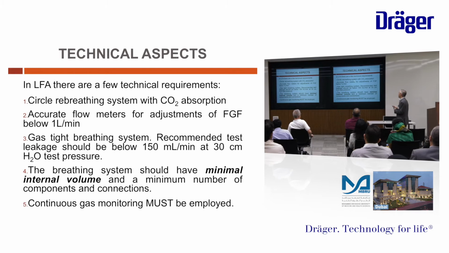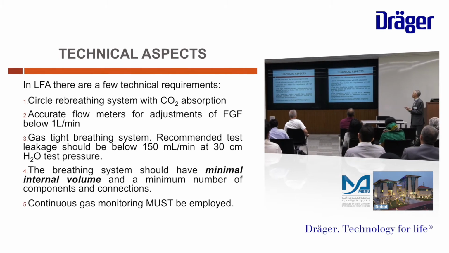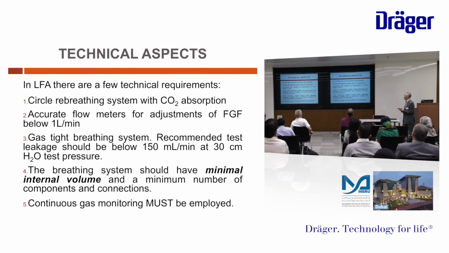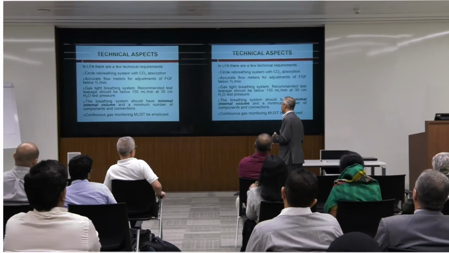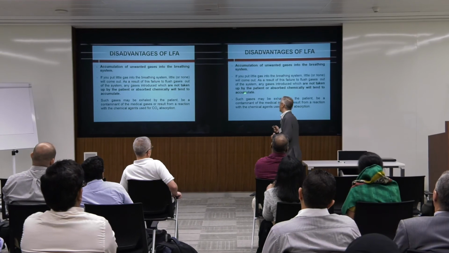The circle breathing system with CO2 absorbers, accurate flow meter for adjustment of fresh gas flow below 1 liter, gas tight breathing system. Breathing system should have minimal internal volume, and continuous gas monitoring must be employed, as our doctor mentioned, that we are keeping monitoring the gas all the time.